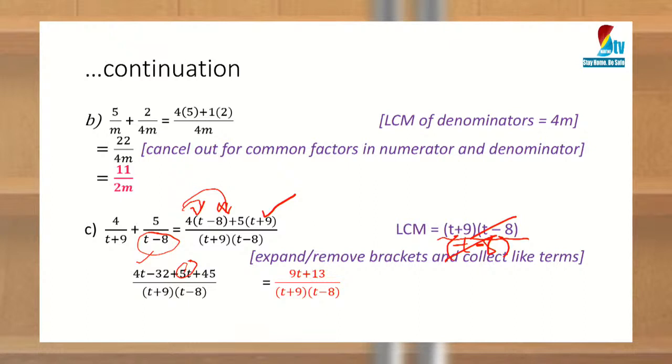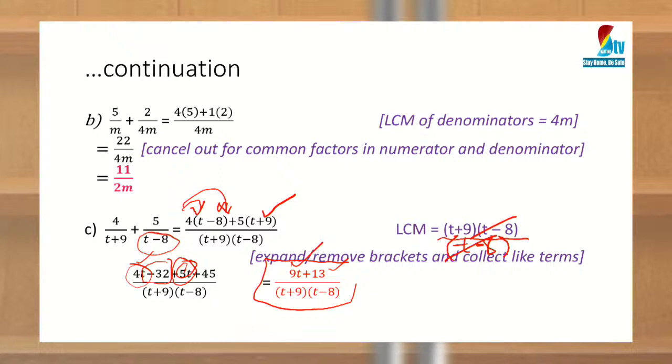Remember, we are simplifying expressions. When we are simplifying expressions, it means that we need to have a single fraction. So now I am collecting my like terms. 4t plus 5t, it's going to give me 9t. Remember, the term always takes the sign in front of it. So I am going to say minus 32 plus 45, which is going to give me 13. And now my final answer is 9t plus 13 all over t plus 9 multiplied by t minus 8.